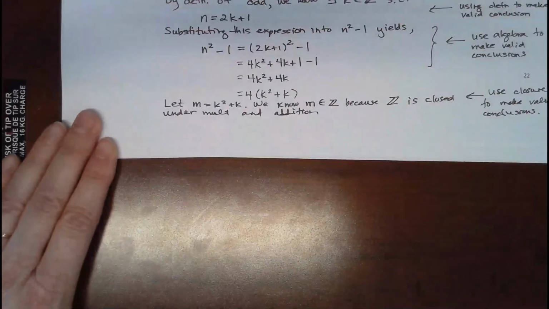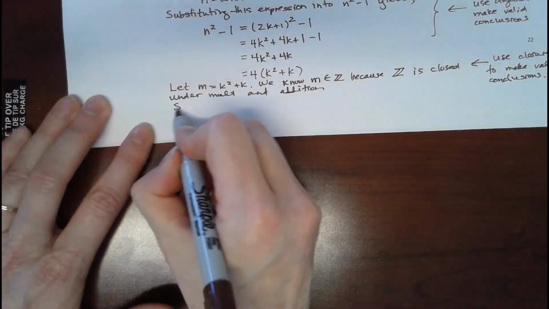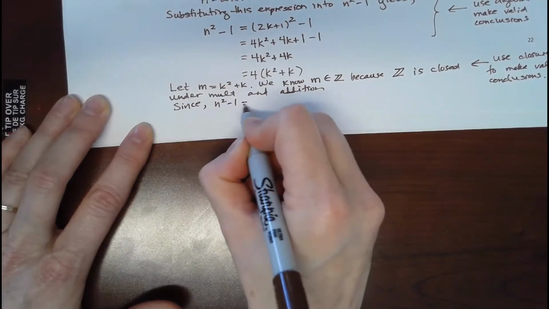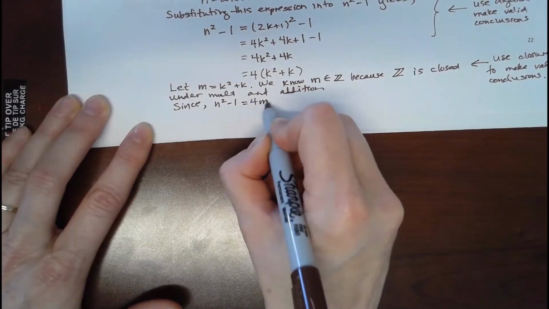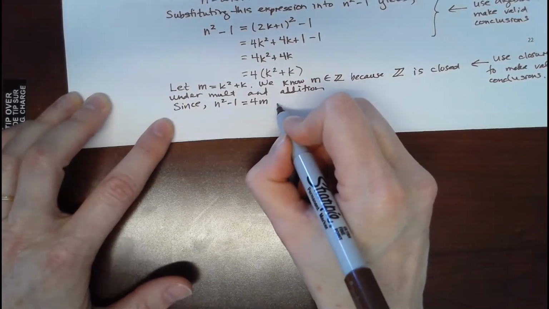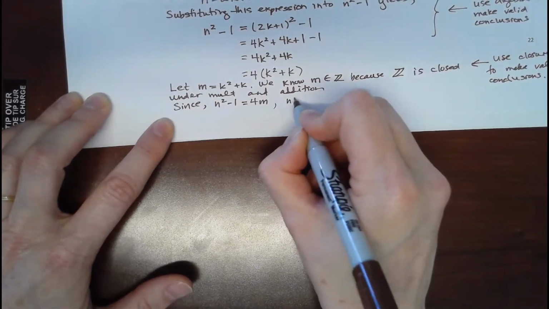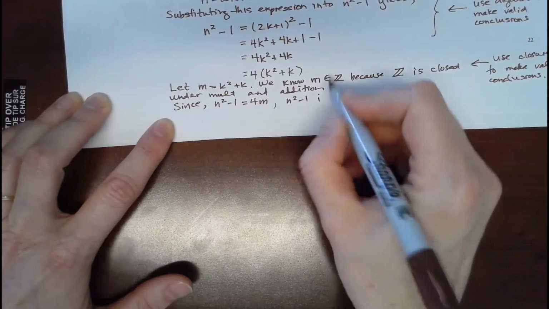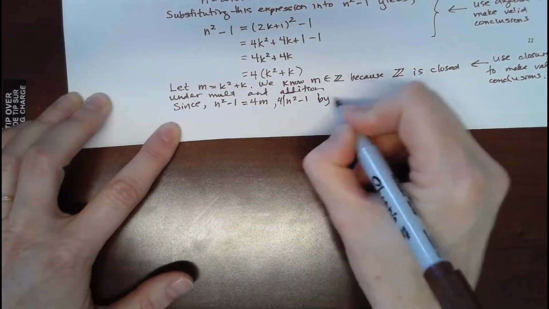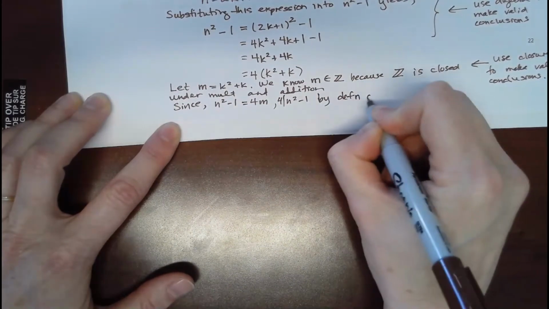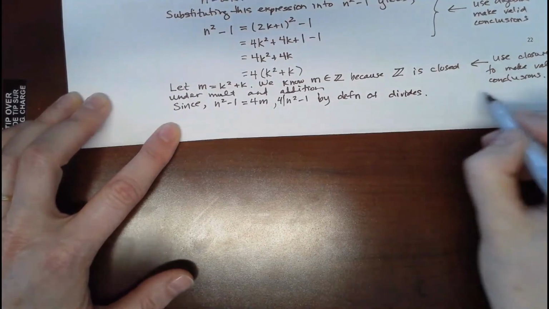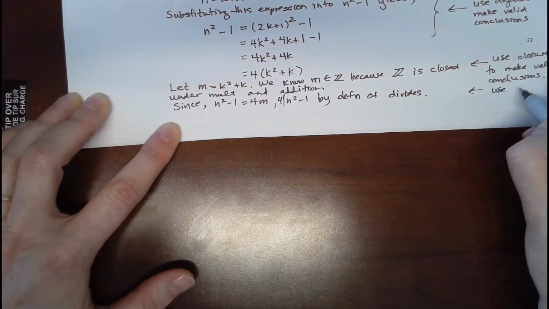Okay. And so then maybe we'd say, since n squared minus 1 equals 4m, 4 divides n squared minus 1 by definition of divides. So here I'm just using a definition again.